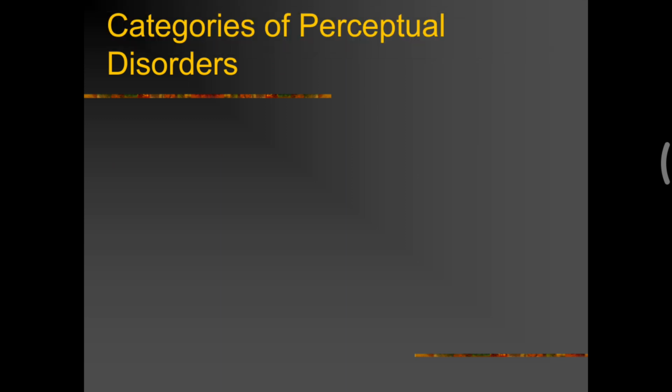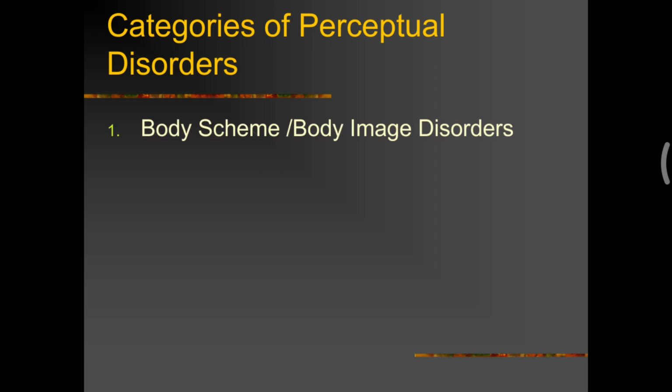Now, what are the categories of perceptual disorder? Perceptual disorders are of many categories. The first category is a body scheme or a body image disorder. Primarily, you might have a problem in identifying a particular body part, for example. So if you ask your patient to tell which is his right hand, he might not be able to tell. He might be showing his left hand, or his shoulder, or a different part. That's called a body scheme or body image disorder.